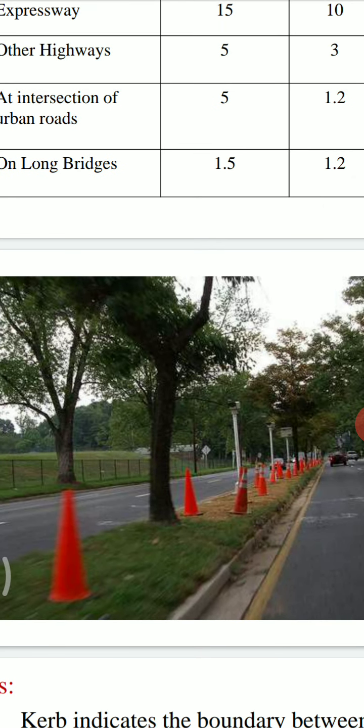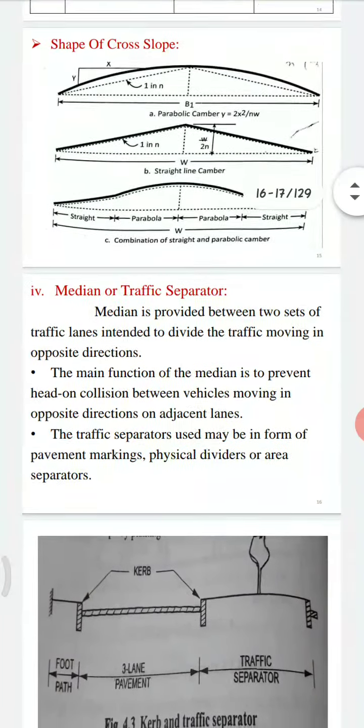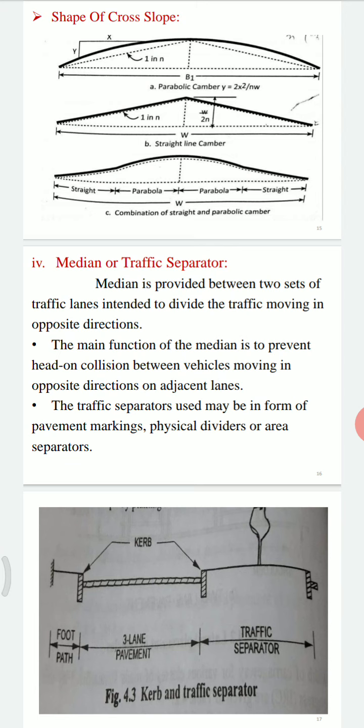This area is known as the median generally. Now coming to the definition: median is provided between two sets of traffic lanes, intended to divide the traffic movement in opposite directions. You know that on highways, Chennai to Kolkata is one way, and Kolkata to Chennai is the opposite direction. Between both lanes, a median of 3 meters or 5 meters is provided for separating the traffic moving in opposite directions.